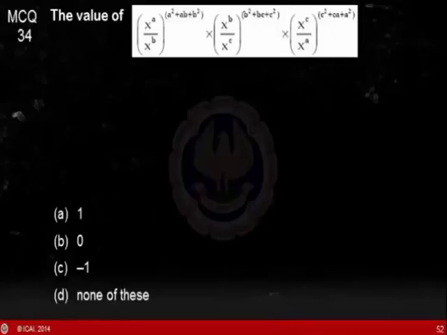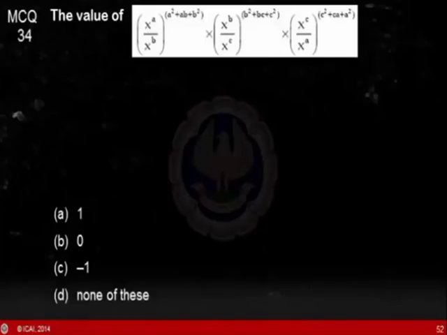So in the first step, what do you get? x to the power a by x to the power b can be written as x to the power a minus b, and that is whole into a square plus ab plus b square, right? So what is the formula of a minus b into a square plus ab plus b square, which is a cube minus b cube. So the first term can be written as x to the power a cube minus b cube. The second term can be written as x to the power b cube minus c cube, and the third term can be written as x to the power c cube minus a cube, right? So all you need to do is again apply the same formula. x to the power a into x to the power b into x to the power c is equal to x to the power a plus b plus c. Just apply the formula and you will get the answer.